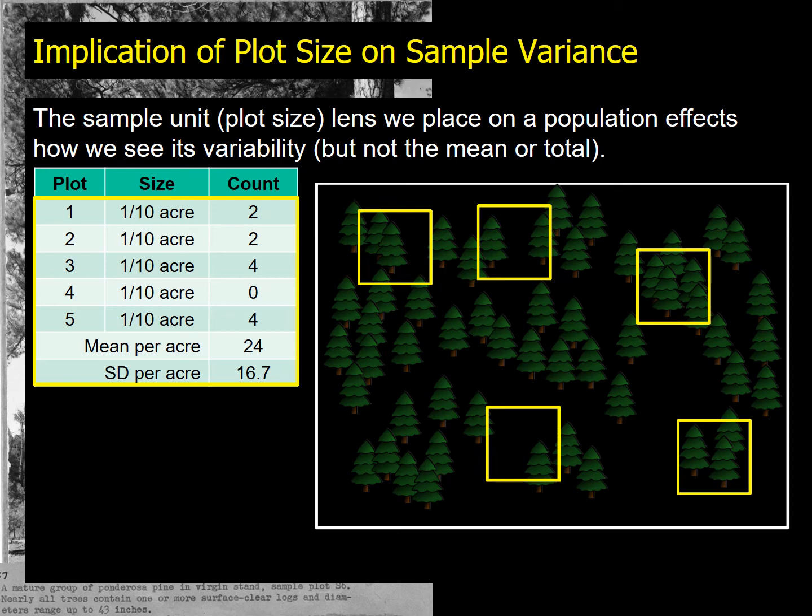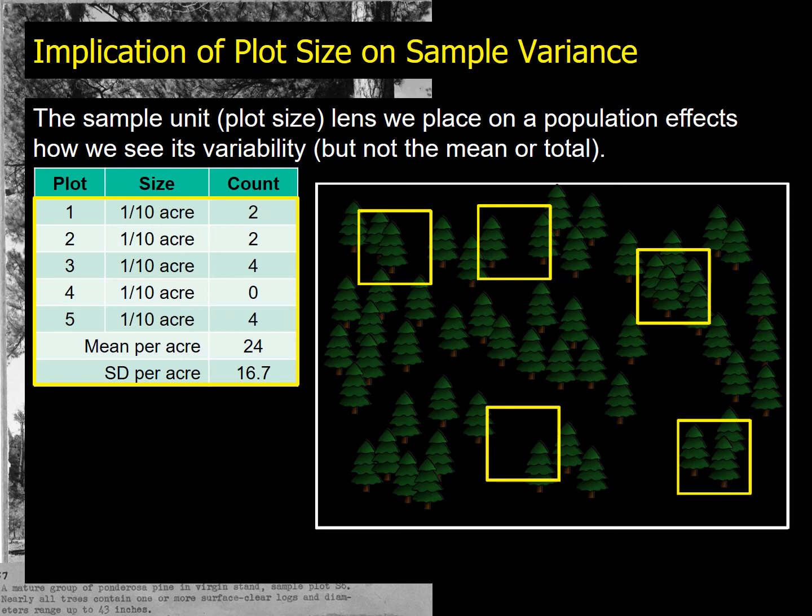If we look at this set of 5 1/10 acre plots, they reveal samples of 2, 2, 4, 0, and 4 trees respectively, giving us a sample mean of 24 trees per acre and a sample standard deviation of 16.7 trees per acre, overall showing us a fairly highly variable population.